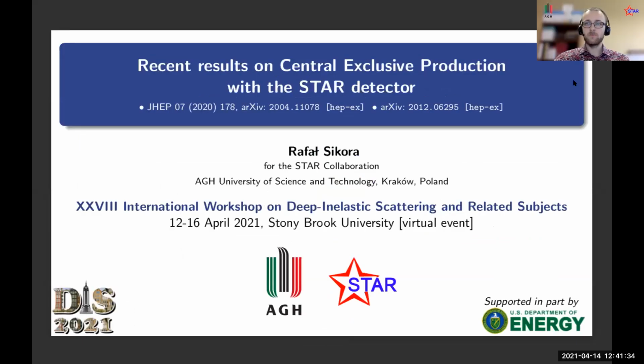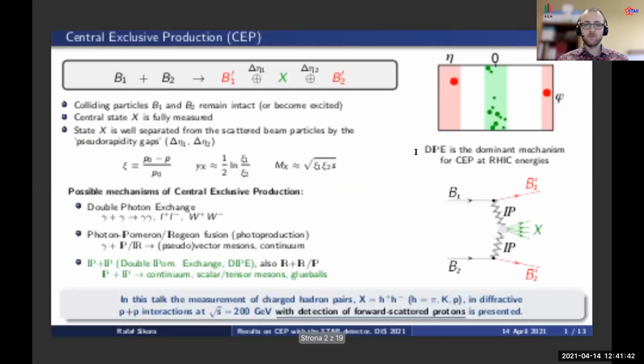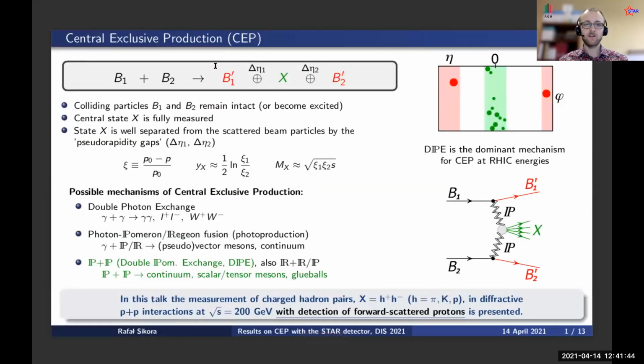I would like to give the talk on behalf of the Startup collaboration with the recent results on central exclusive production. A brief introduction to the process. We talk about central exclusive production when we have two incoming particles that stay intact after the collision, where eventually they may become excited, but they form a central state X that is separated from those outgoing beams or the remnants by rapidity gaps.